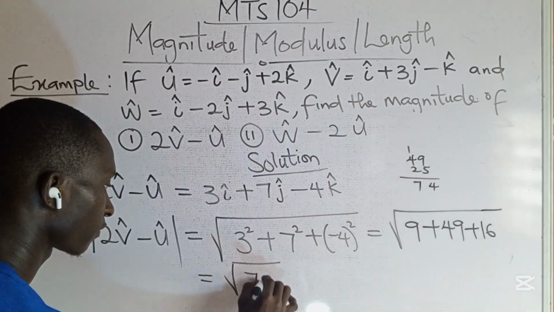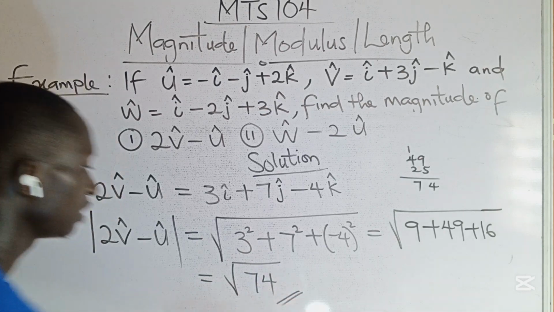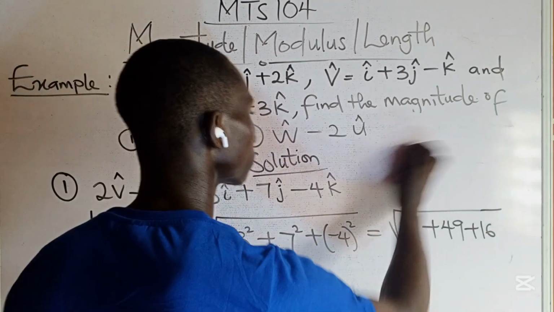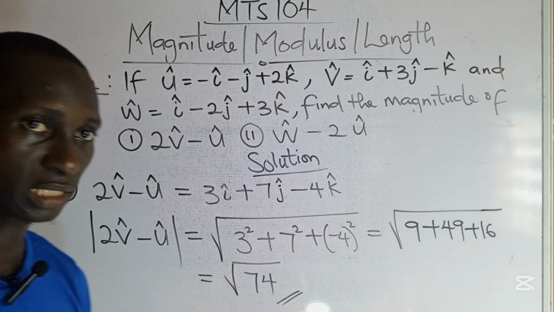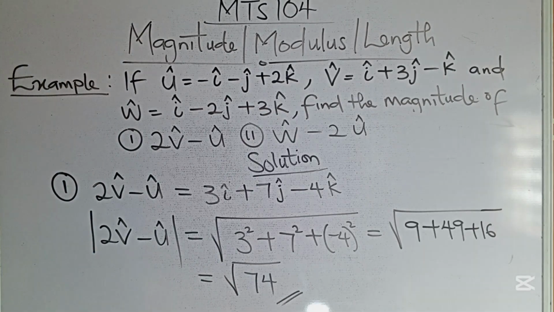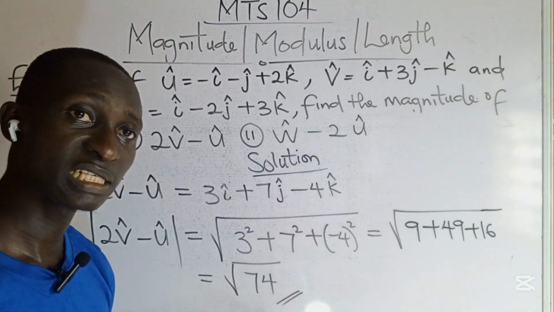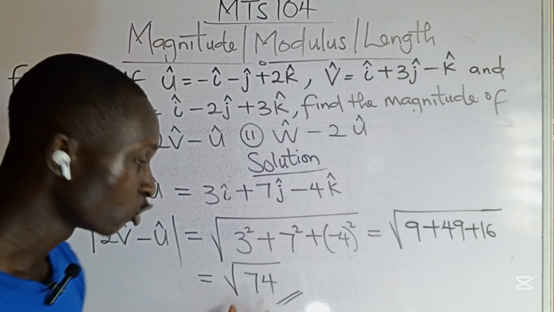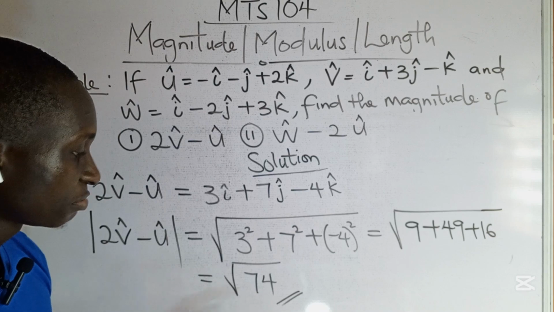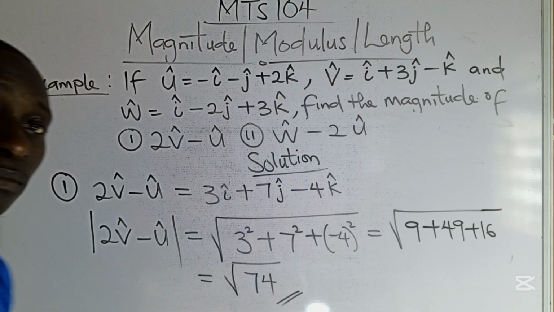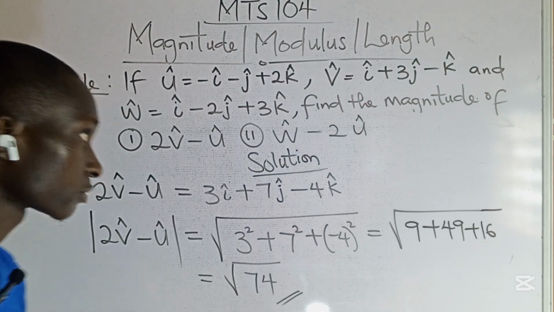So we have 74. So this is the magnitude of this. Is that clear? So this is the magnitude. And you can see that this is in a short form, so you may simplify if possible. Can this be simplified? Let's check it out.